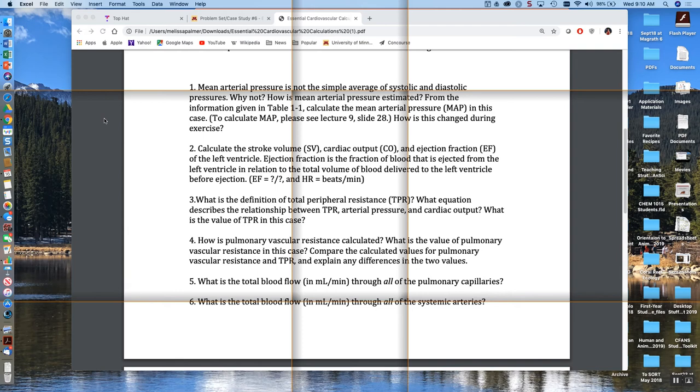If I give you stroke volume and heart rate, you should be able to calculate cardiac output. If you know these two terms, you can just rearrange this Ohm's law statement, this equation, so that mean arterial pressure over cardiac output is equal to total peripheral resistance. Does that make sense to everyone? It's just a simple algebraic equation. That's how you would calculate question number 3.